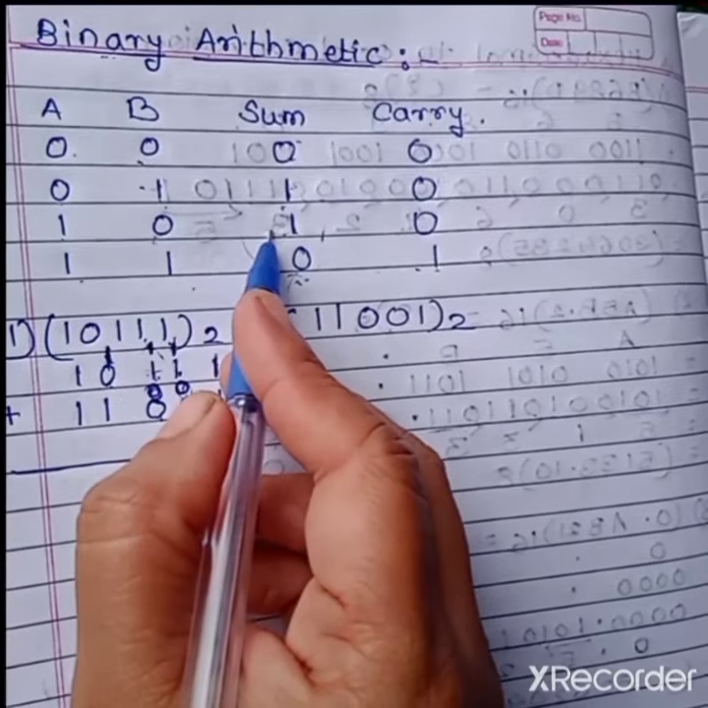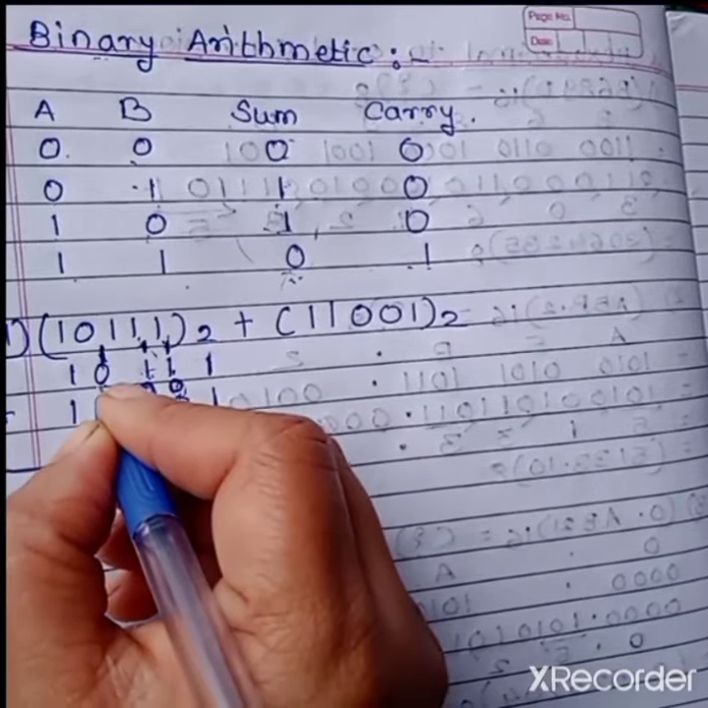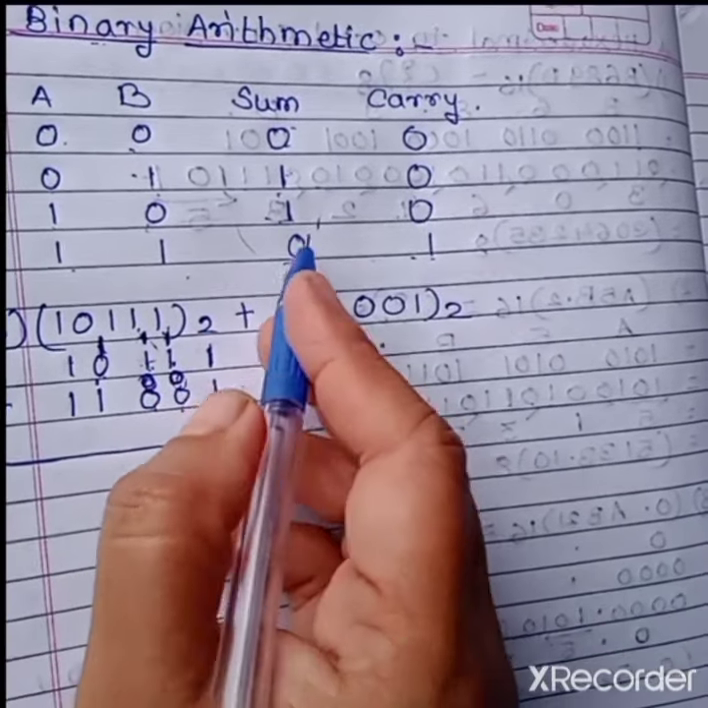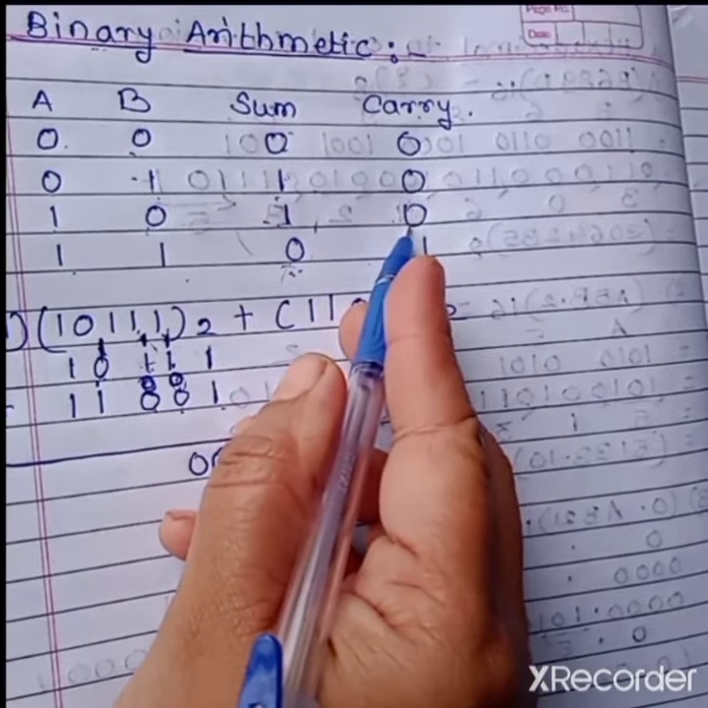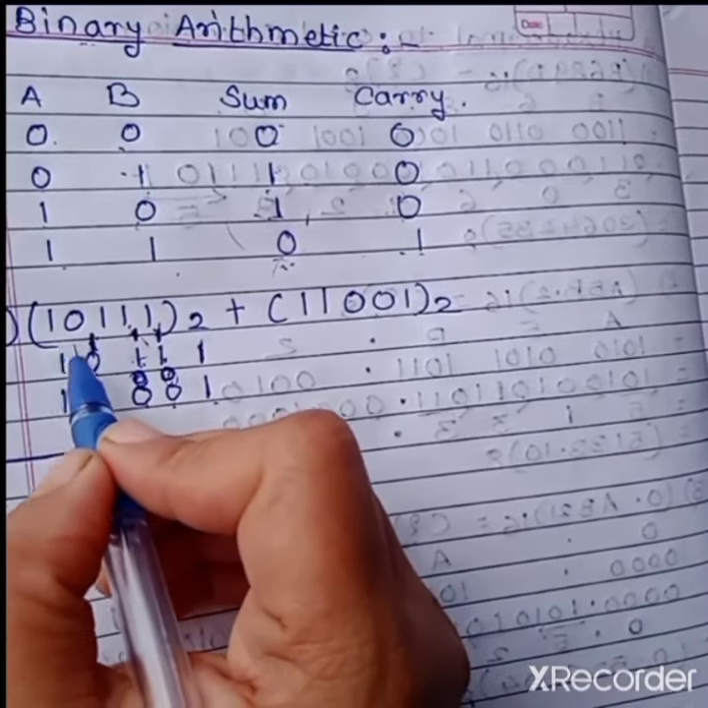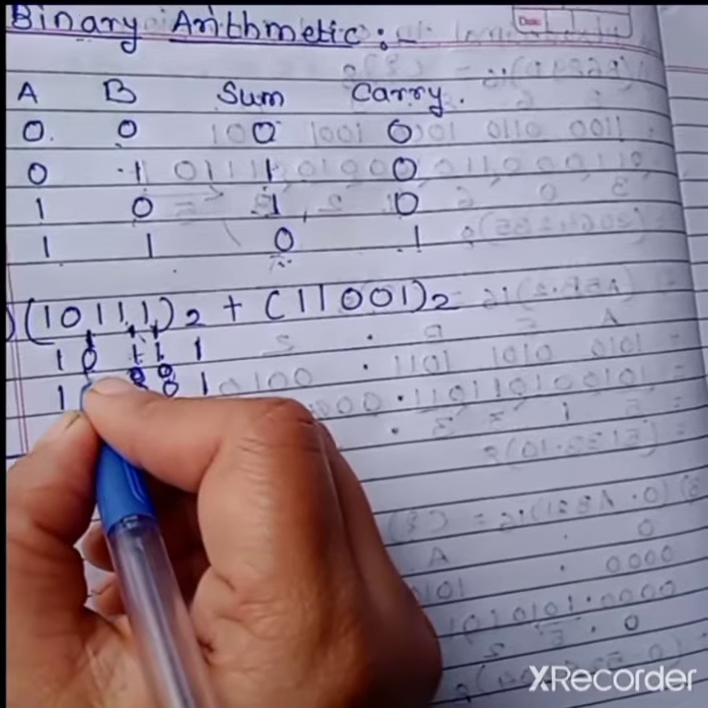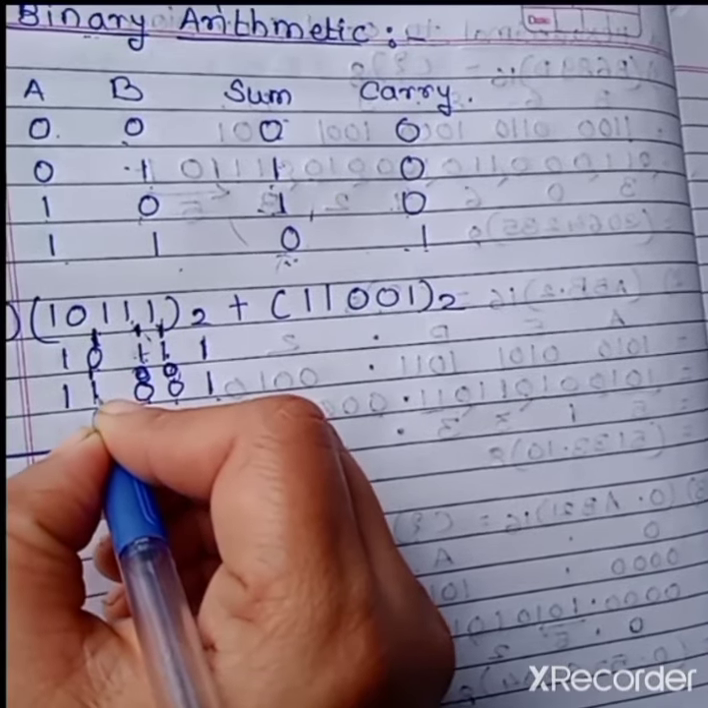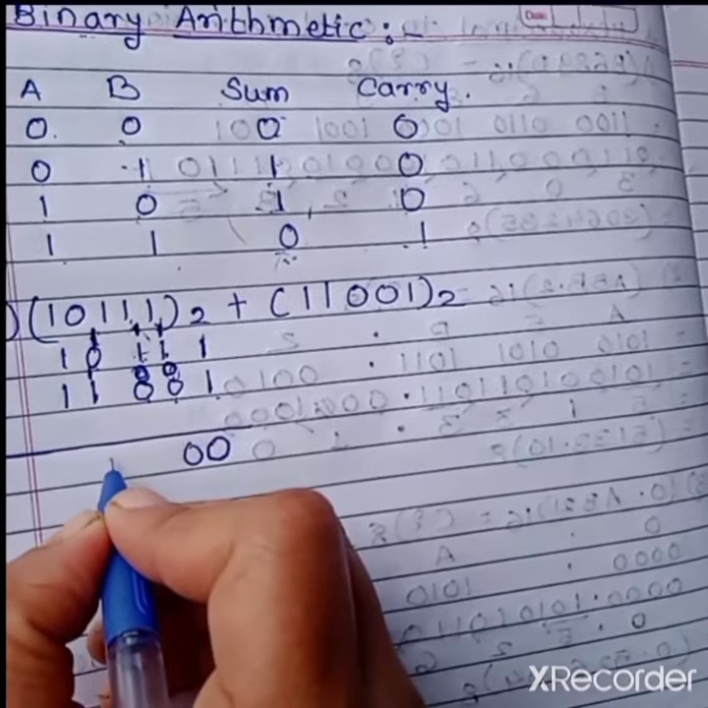Now 1 plus 0 means sum is 1. You have to write 1 here. And what is the carry? 1 plus 0 sum is 0, carry 0. No need to write 0 carry over here. Again make this 1 plus 1. 1 plus 1 means sum is 0.